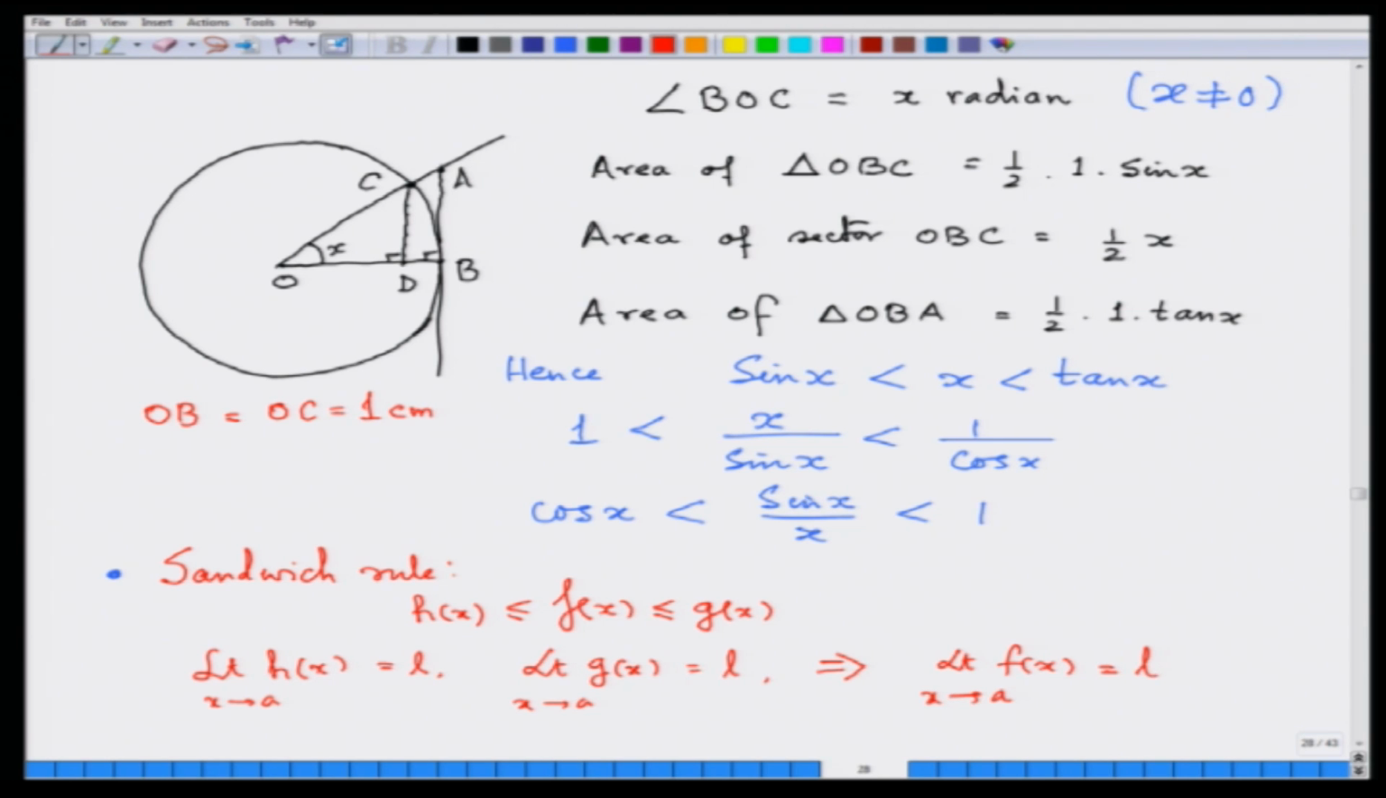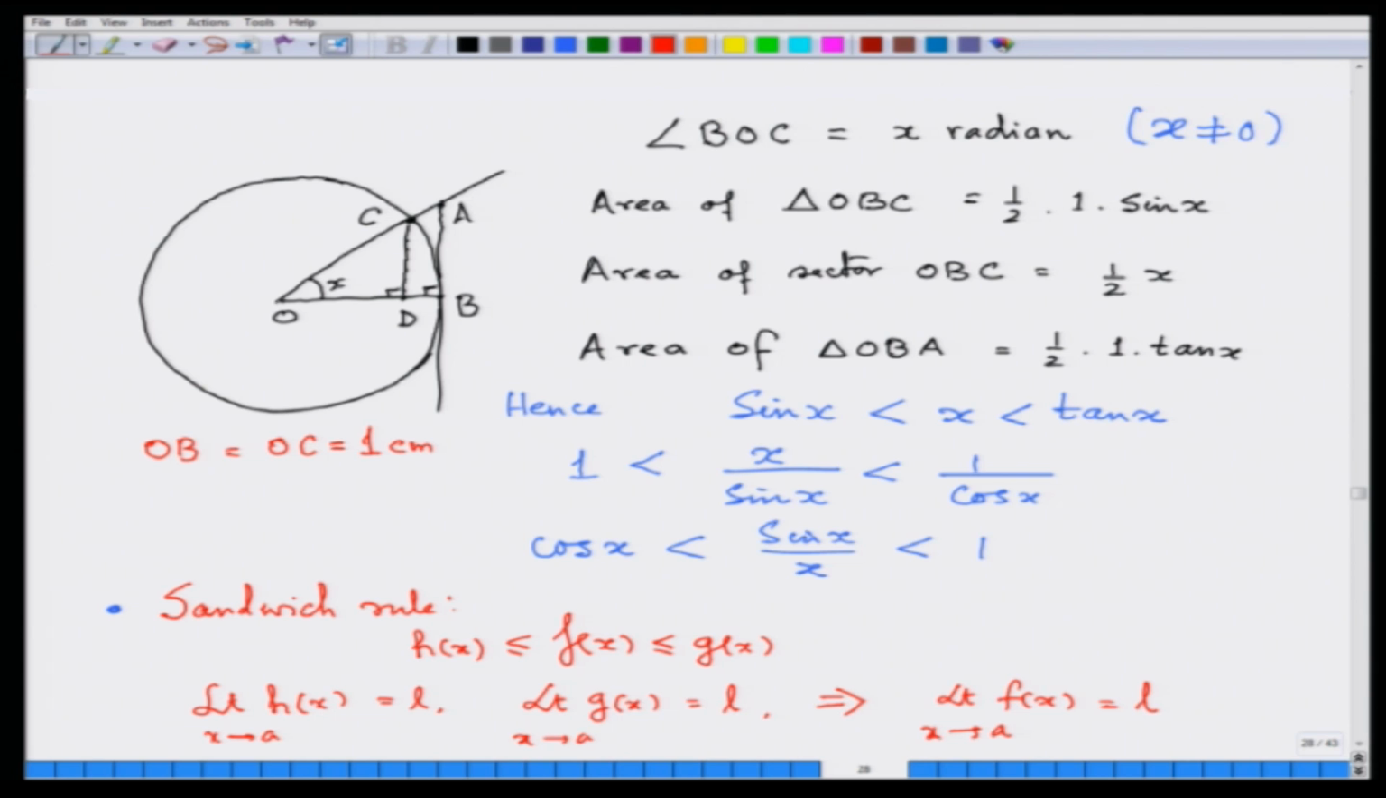Now what you do, taking OB as the base, you sweep out an angle of x radians, which is non-zero, and when you sweep it off, it stops at the point C. So the angle BOC is x radians, where x is not equal to 0.